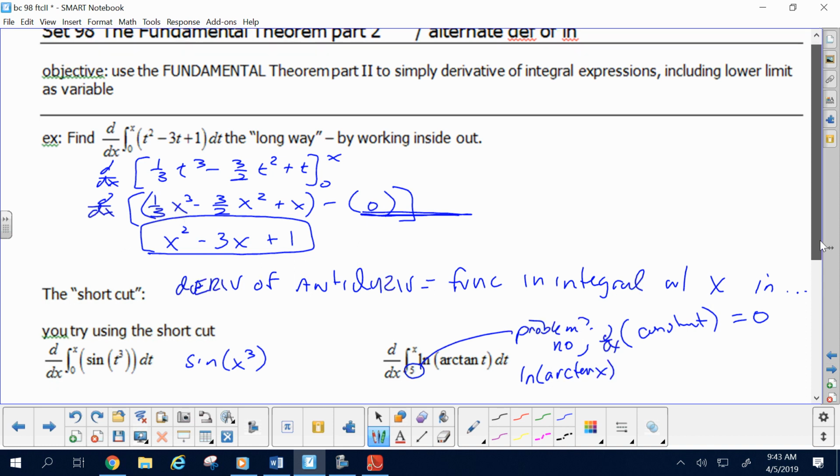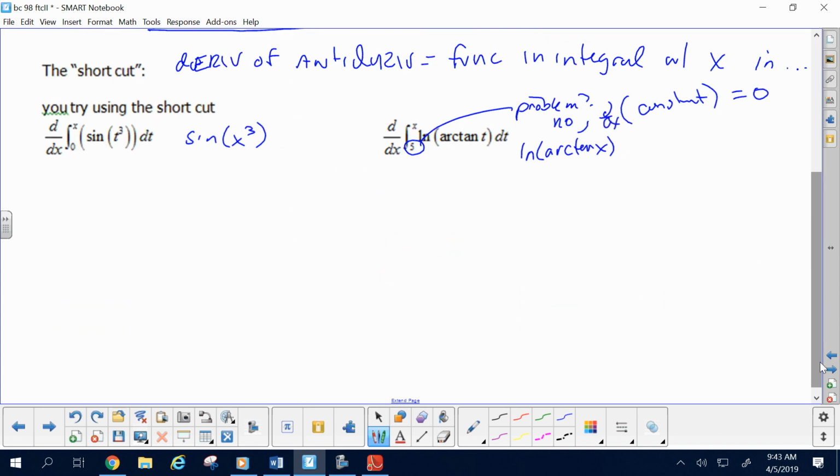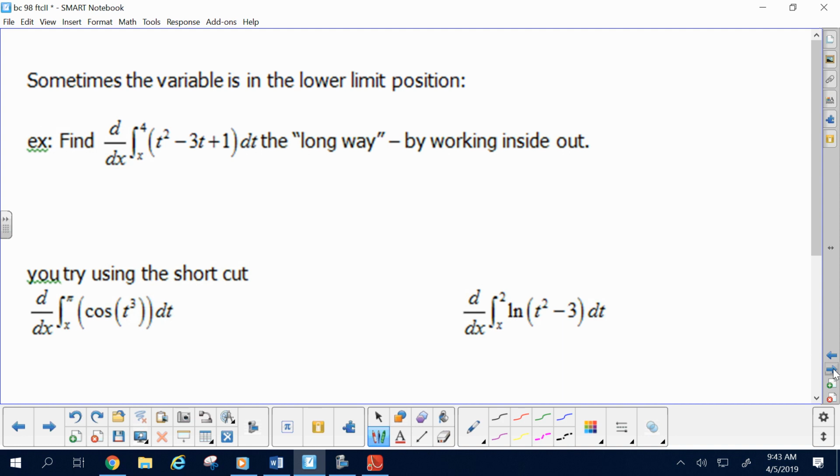Okay. Now then, let's go to gradual ickies, if you will, all right? Sometimes the variable is in the lower limit position. Now, I'm going to start to introduce a modified shortcut, all right? Now, the modified shortcut goes something like this. I am going to take the derivative of the definite integral, and when we do a definite integral, we find the antiderivative at the upper minus the antiderivative at the lower.